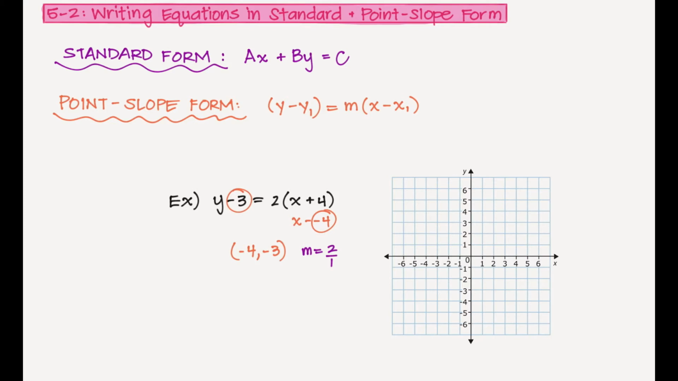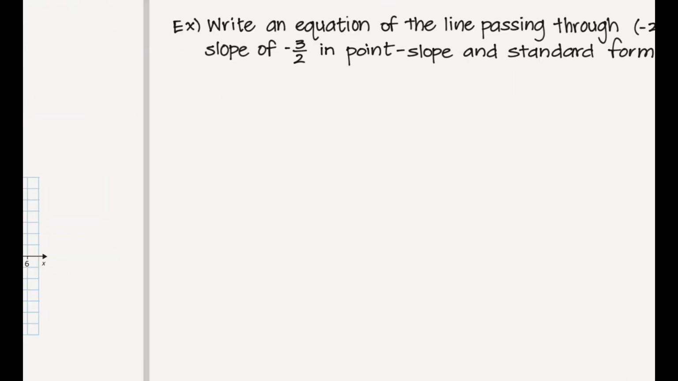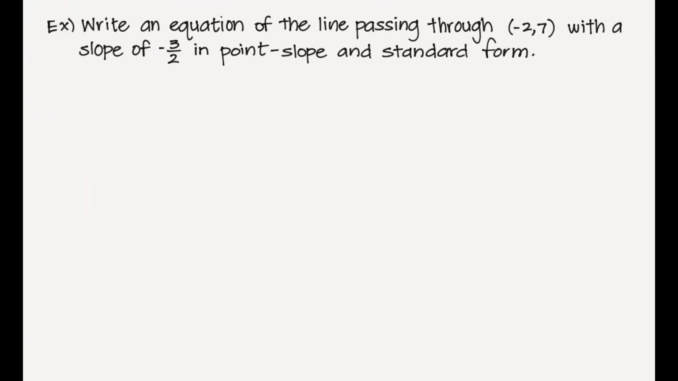So if I start by plotting my point at negative 4 comma negative 3 and going up 2 and over 1, then I can quickly draw the line of my equation. So today we're going to focus just on writing the equations. This time the line passes through negative 2 comma 7 and it has a slope of negative 3 halves. We're going to write this in point slope form and standard form.